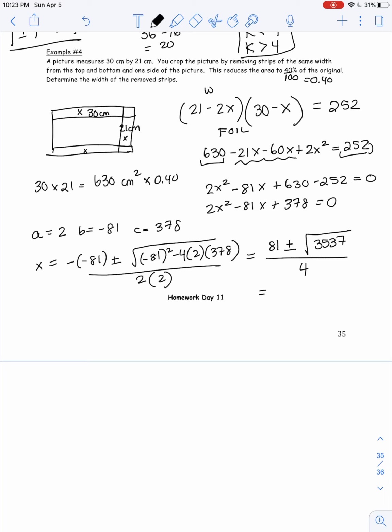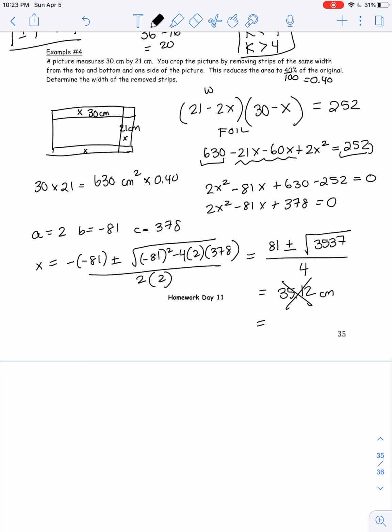Then lastly, I'm going to put 81 plus the square root of 3537. Divide that answer by 4. I get 35.12. Now this is centimeters that's being cut off. Now we can't use this because this is more than 21 centimeters and more than the other side. How can we cut off more than we actually have? So we can't crop the picture by taking off 35.12 centimeters from any side. So that doesn't make sense.